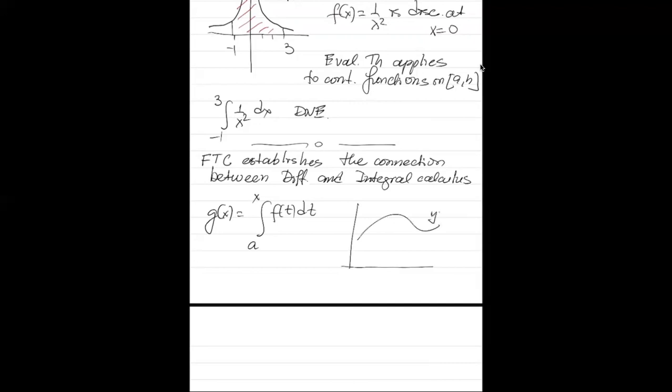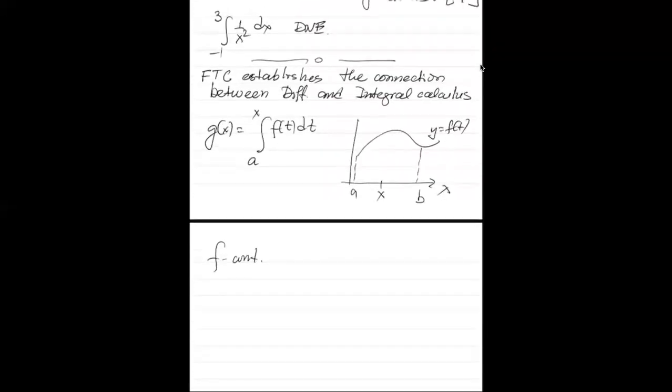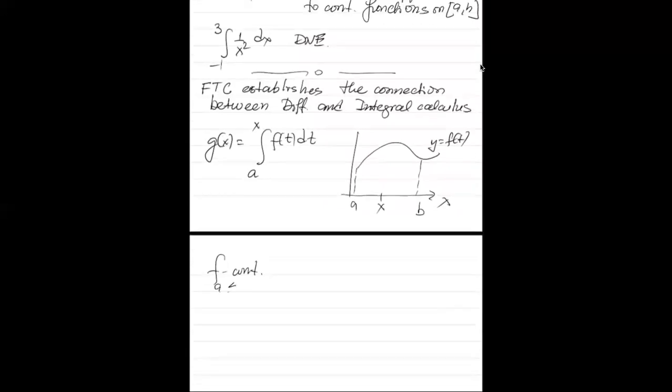This is our function y equals f of t from a fixed point a to b. However, our x is between a and b. So f is a continuous function and x is between a and b. So we're talking about the area under the curve from a to x. And this is changing as x is changing and moving from a to b, then this area, which we named g of x, is also changing.